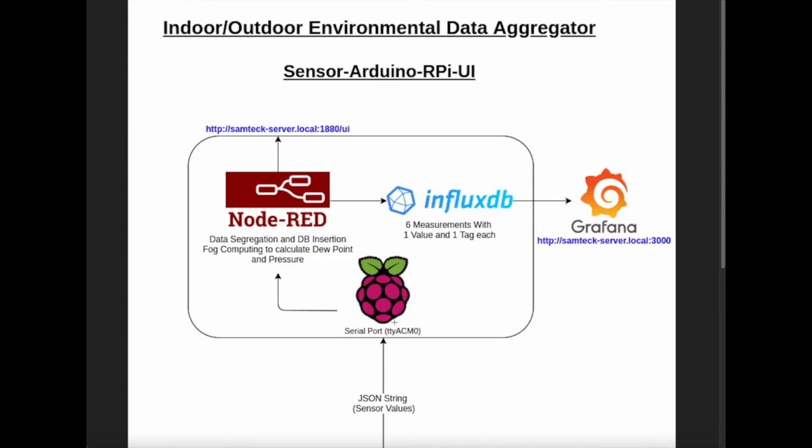From there, we will read that JSON string in Node-RED, like opening the serial port. In Node-RED, we will calculate dew point and pressure, and there will be a local interface to check the real-time values, and at the same time, those values will be stored in InfluxDB. So from InfluxDB, those values will be fetched in Grafana dashboard, and we can see the historical values.